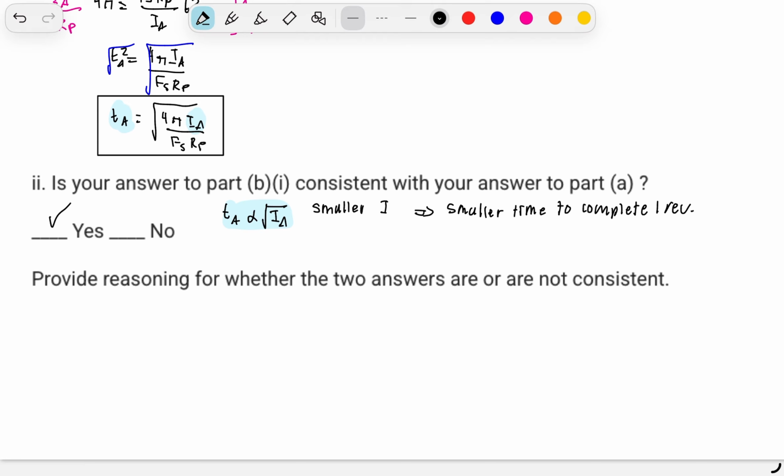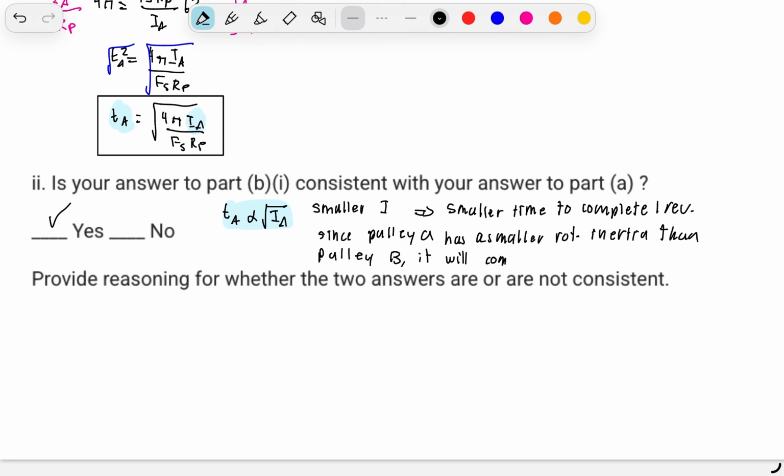And we know that since pulley A has a smaller rotational inertia than pulley B, it will complete one revolution first, and this is consistent with the prediction in part A.